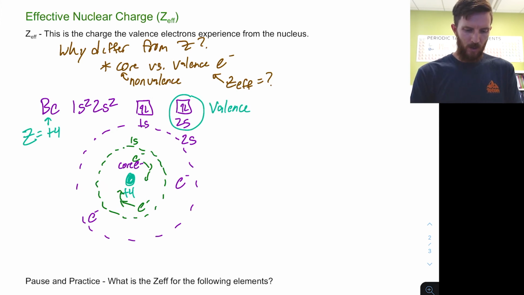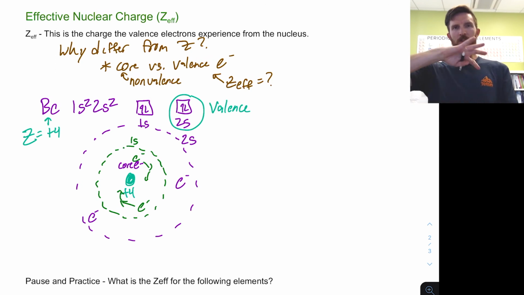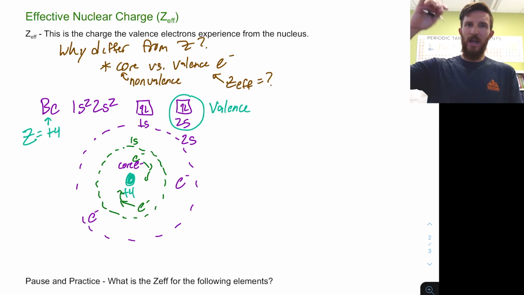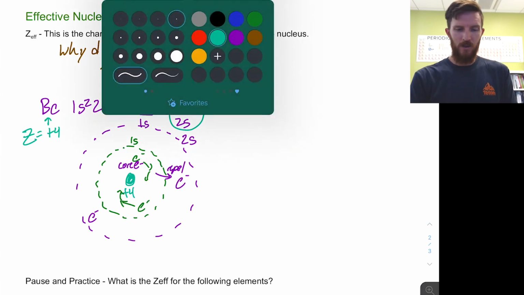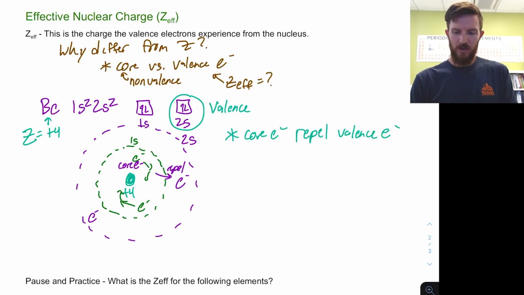These are our core electrons. Our 1s electrons are our core electrons, and they are going to be closer to the nucleus. What they're going to do is repel the outer electrons, and as they repel those outer electrons, they reduce the charge that is felt by those valence electrons. So one important thing here is that our core electrons are going to repel the valence electrons.